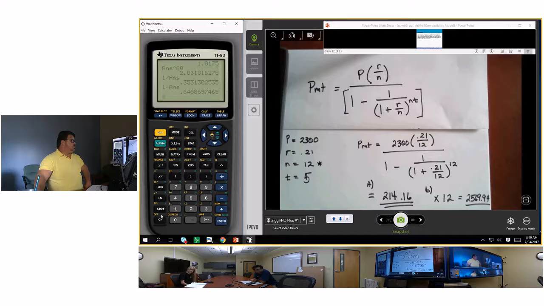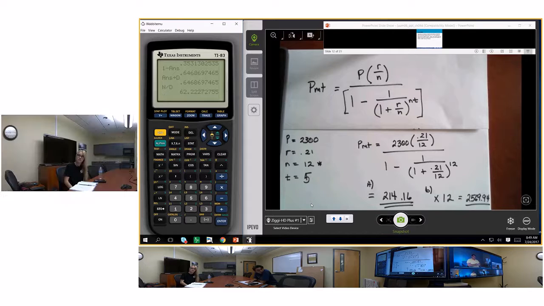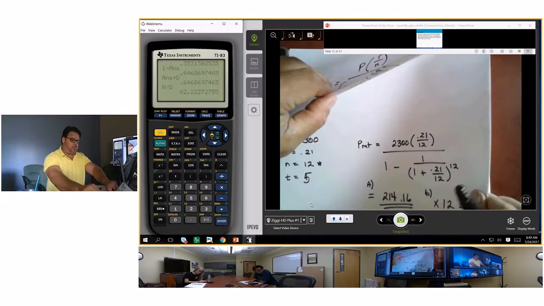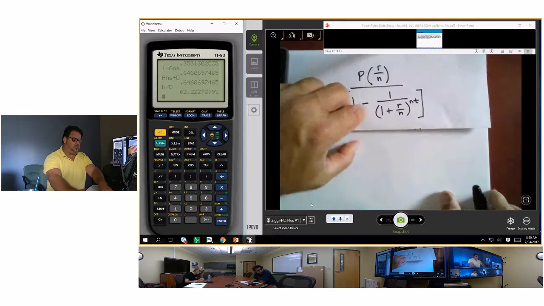So that's store as alpha D. Alpha N divided by alpha D gives $62. So at 5 years, golly, what did that do to the payment? It decreased it.